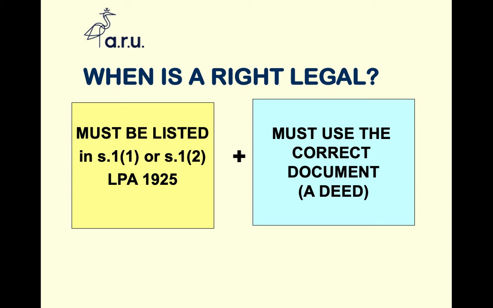So the right would be legal when it's listed in section 1.1. So for us, the two legal estates, fee simple absolute in possession or term of years absolute, 2 of them. Or section 1.2, 5 of them. Easement, rent charge, not worrying about it. First mortgage, second mortgage or subsequent mortgage, and landlord's right of entry, those 5. And then it has the correct documentation on it, i.e. a deed under section 52 of the Law of Property Act 1925.